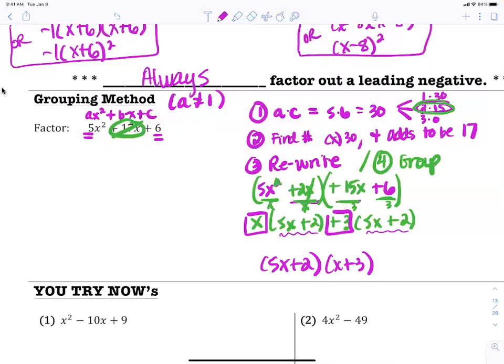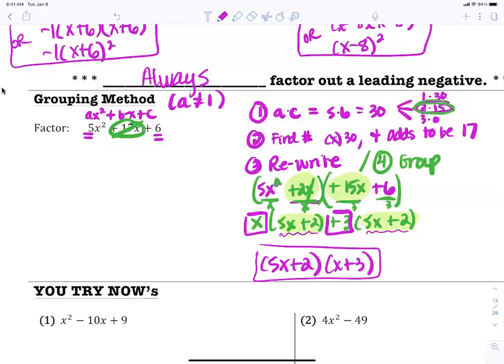Now, I don't know if you thought about this up above, but I wrote this in as a 2x and a 15x. A lot of students will ask, well, Ms. Hardy, what if I had flipped those? What if I had done plus 15x plus 2x? Fun fact, you actually still get the same exact answer at the very end. Your grouping steps might be a little bit different, but these 2 things should still end up being the same. And your final answer still ends up being 5x plus 2 times x plus 3.